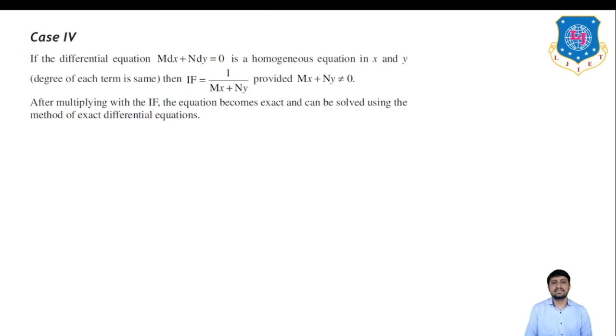Now let's discuss case 4. If the differential equation is M dx plus N dy equal to 0 and this is non-exact, then the integrating factor we can take is 1 upon Mx plus Ny, providing Mx plus Ny is not equal to 0, if it is a homogeneous equation in x and y. Homogeneous means the degree of each term is the same, whatever the degree of x and y in each and every term.